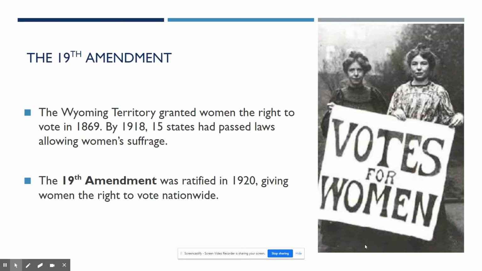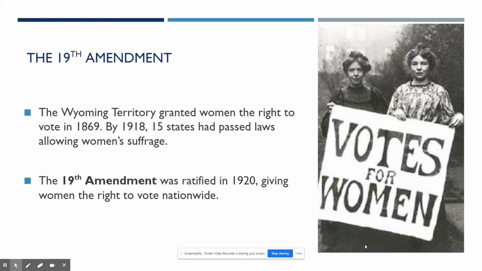All right, so the 19th Amendment. As we said, that early women's rights movement is going to focus on the right to vote, or women having the right to vote. The Wyoming Territory is going to grant women the right to vote in 1869. By 1918, 15 states had passed laws allowing women's suffrage. So women's suffrage means the right to vote. If you ever see suffrage, that's what that word means.